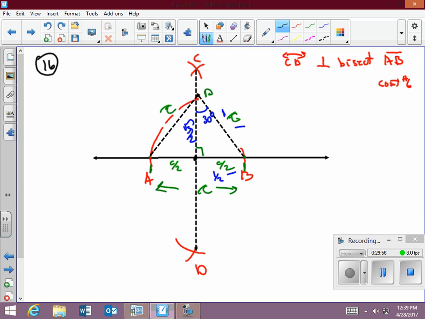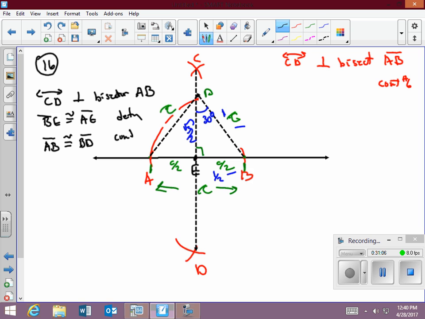Let's see, what is E? Okay, we constructed CD as perpendicular bisector of AB. And then that means that BE is congruent to AE, by definition of perpendicular bisector, right? And then what we did was we made AB congruent to BD by construction.